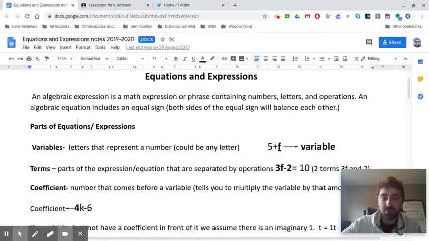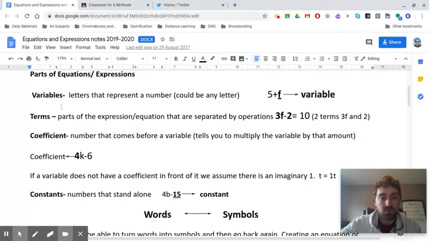Let's have a look at just a few of the terms first off. So our first one that we have is a variable. This is a letter that represents a number. It could be any letter. A lot of the more common ones that we see are X, Y, W for width, what we've seen in area, perimeter, and volume, length for area, perimeter, and volume, or height, right?